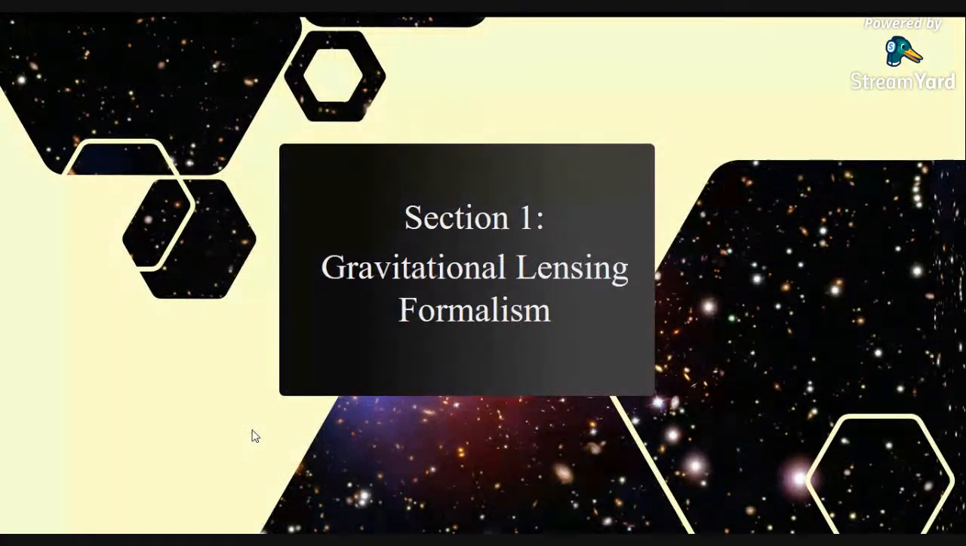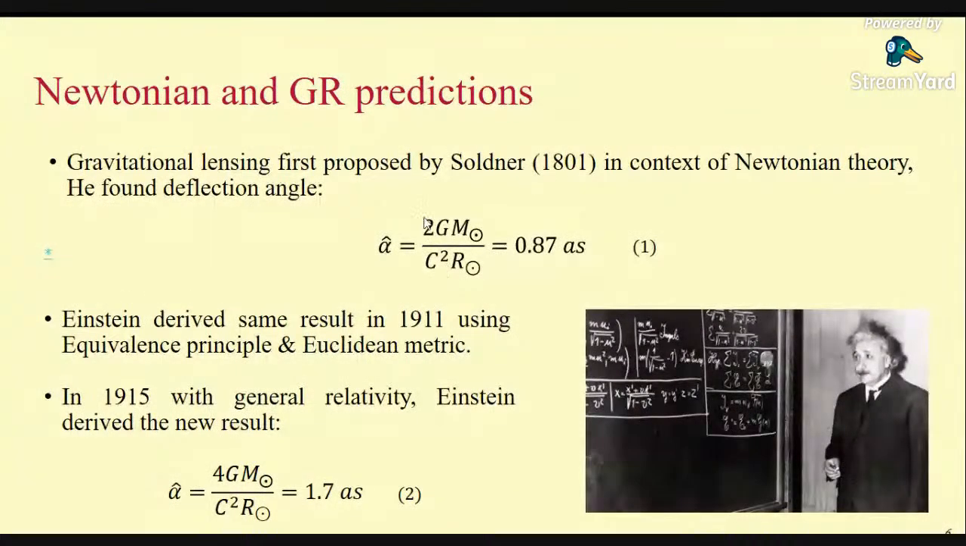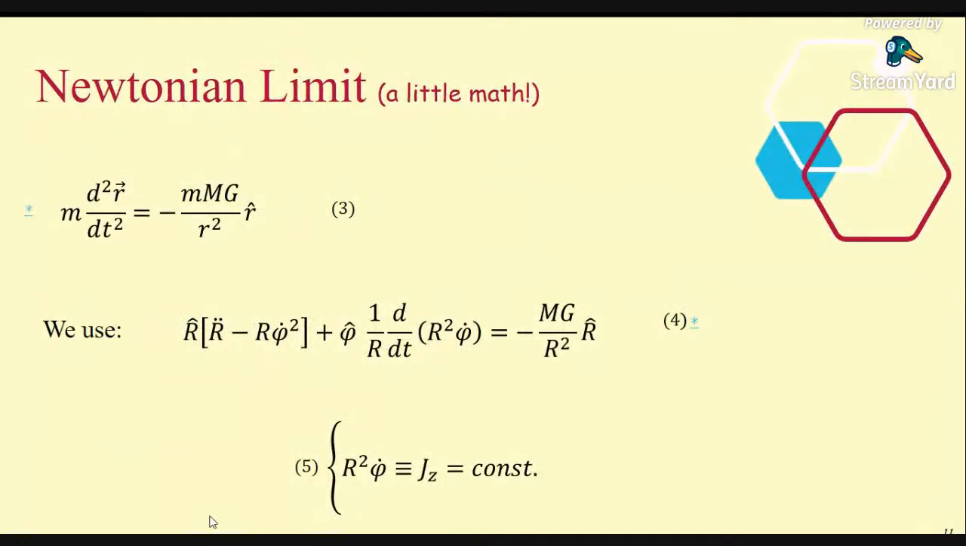So we start our first section, that is gravitational lensing formalism. If you want to know how we can obtain equation one, if you remember this equation, we want to know how we can calculate it. And we consider a point particle with a mass m passing by a compact object with much larger mass, the big M. And if gravity is the only force acting on the particle, then the relevant equation is equation three, as you see here.